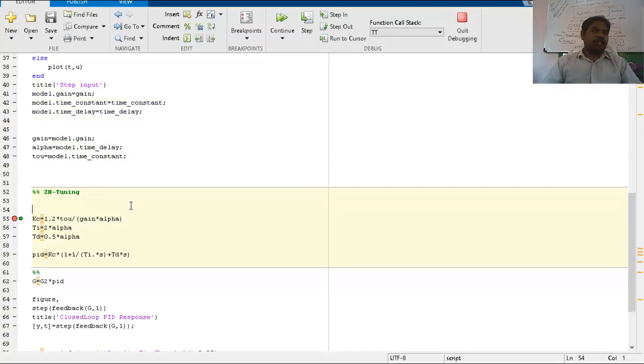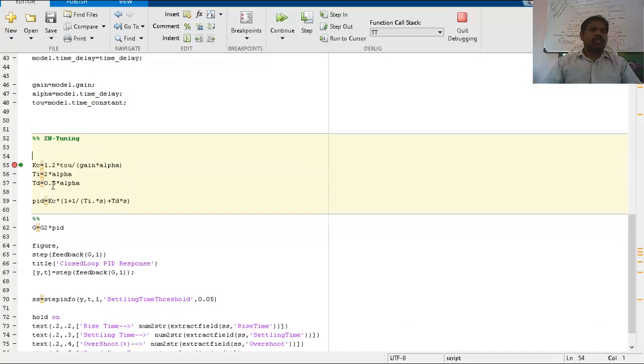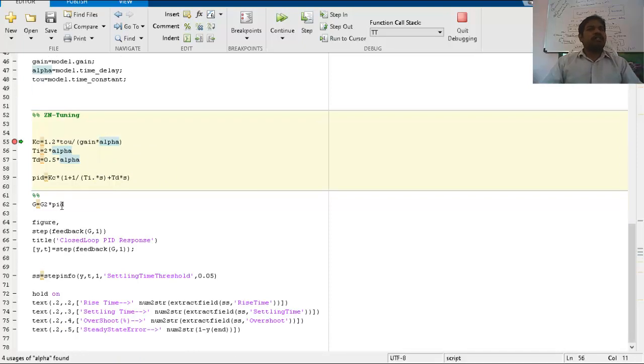We already have the standard formula for this PID tuning: Kc is equal to 1.2 tau by (k into alpha), TI, the integral time, is 2 into alpha, and TD, the differential time, is 0.5 into alpha. We already know the PID equation: Kc, the controller gain, times (1 plus 1 by TI s plus TD s), the integral and derivative terms. Then we multiply G2 with the PID because we need to apply closed loop. Before the process we multiply G2 into PID, and we get this transfer function.